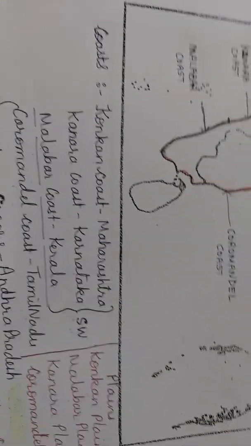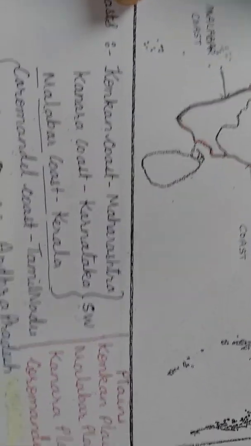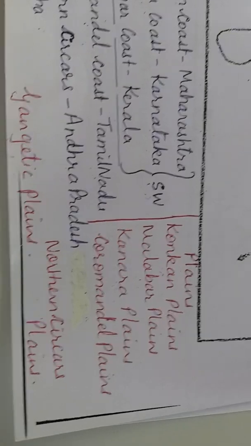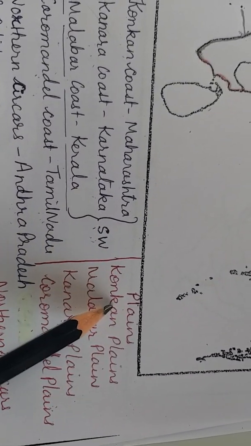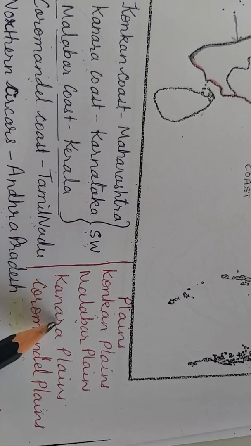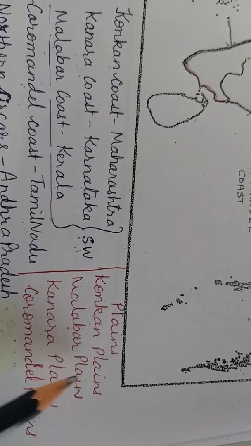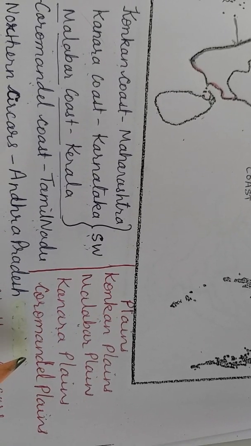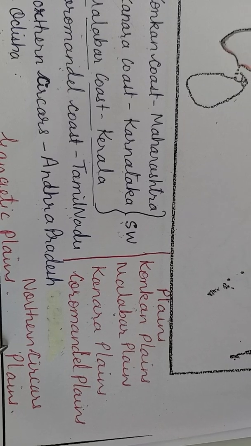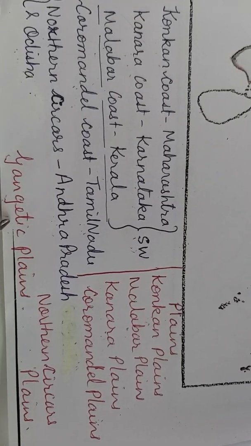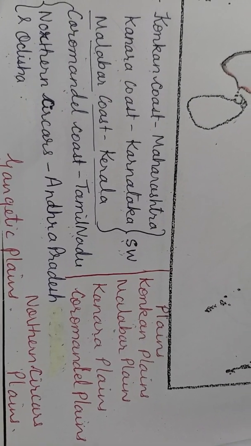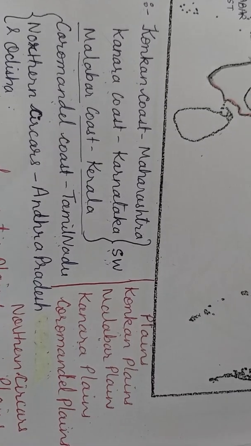Now, let us mark coastal plains in this map. We have already learned coast. Now, coastal plains will mark Konkan Plains, Malabar Plains, Canara Plains to the southwest side, and on the southeast side we have Coromandel Plains and Northern Sircar Plains, and to the north part of our country we have Gangetic Plains. So, these plains we are going to mark on the map.